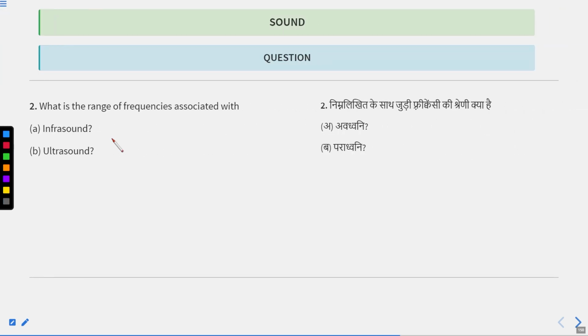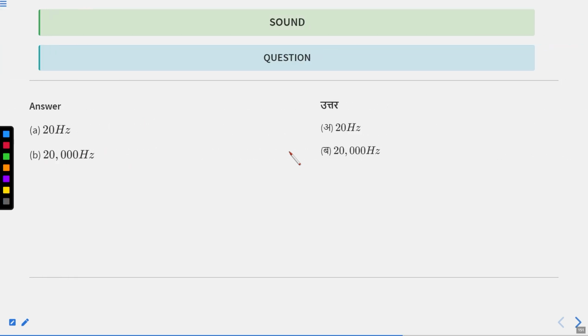Clear. Question number 2: what range of frequency is associated with infrasound and ultrasound? We have just learned that frequency less than 20 hertz is infrasound, and frequency greater than 20,000 hertz is ultrasound.